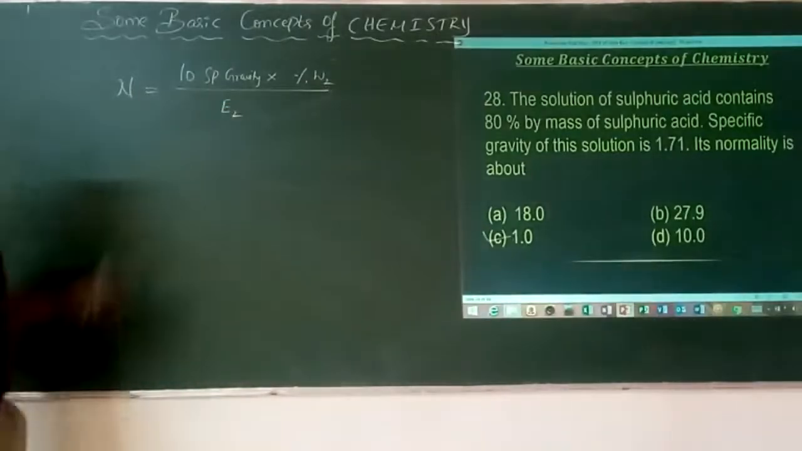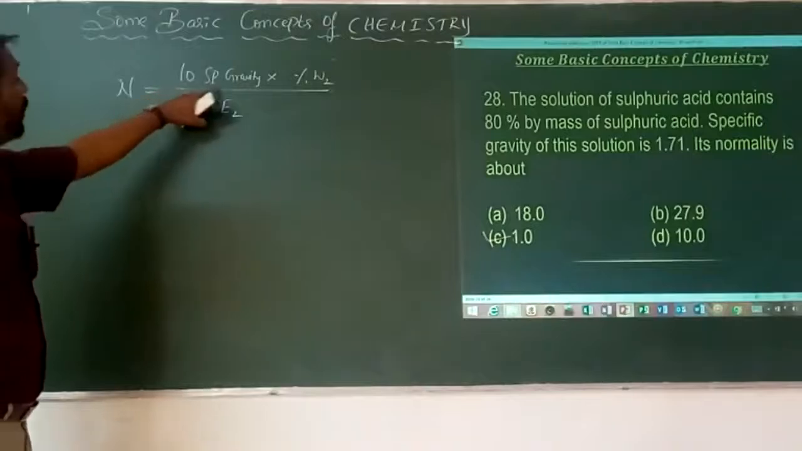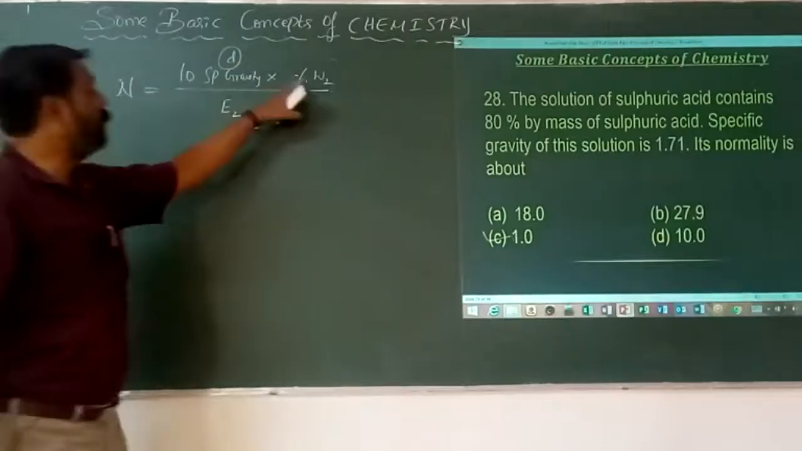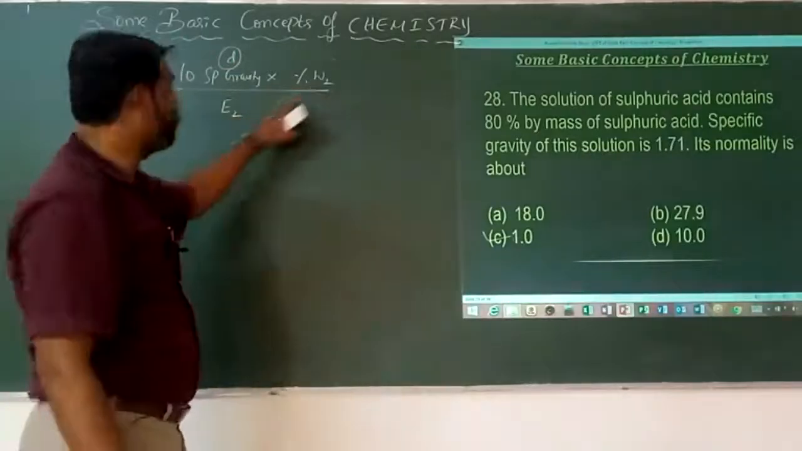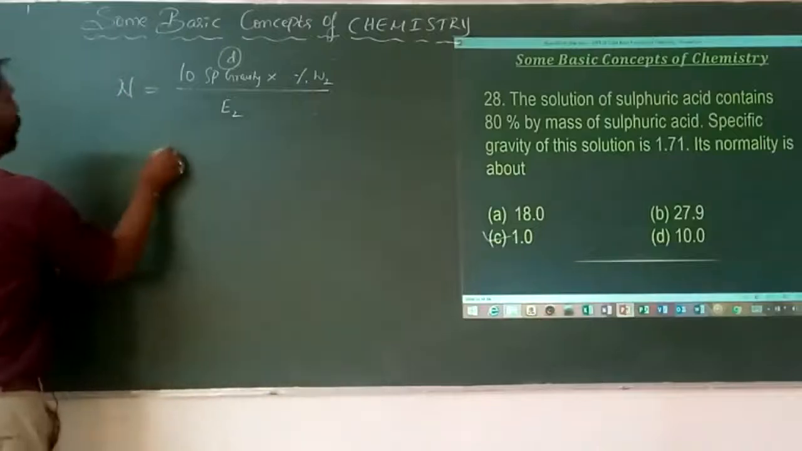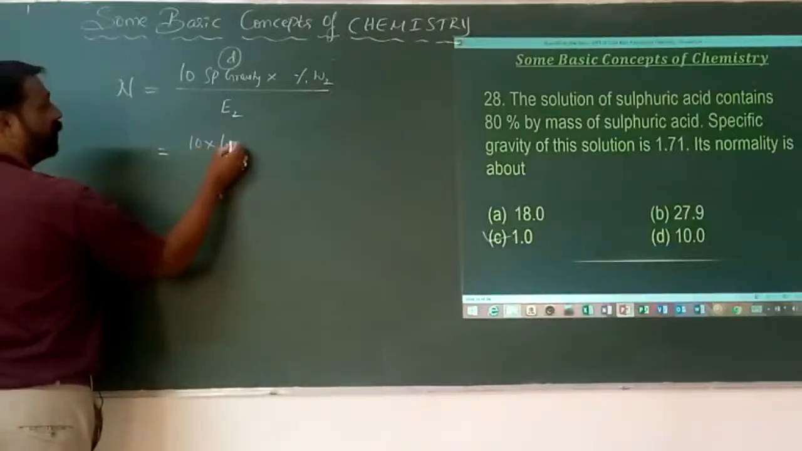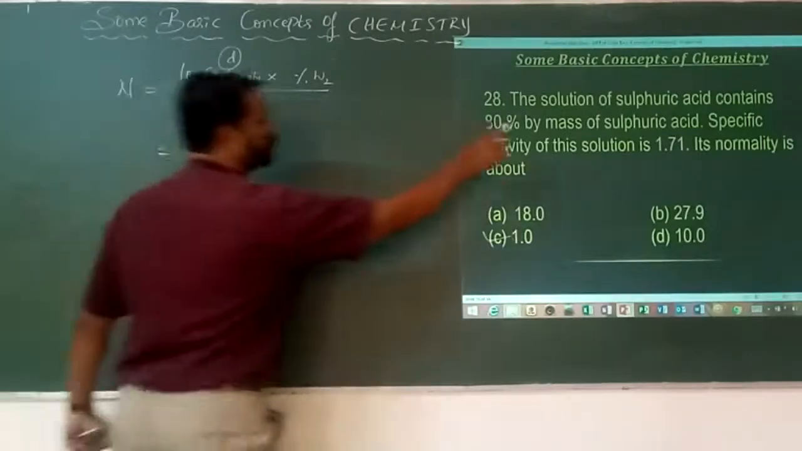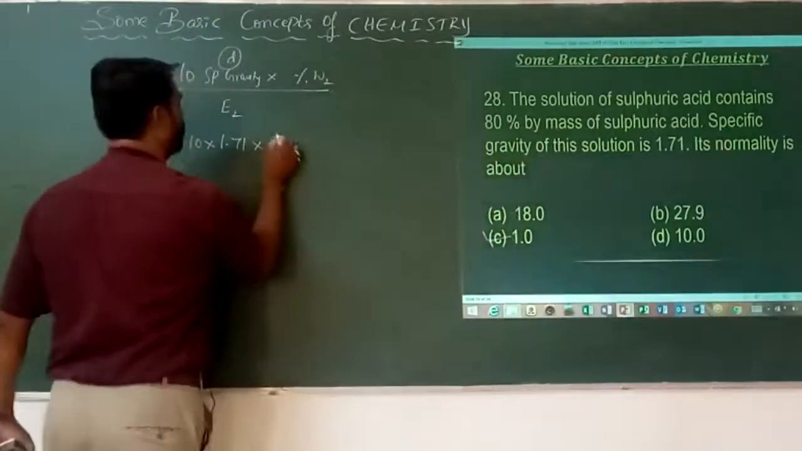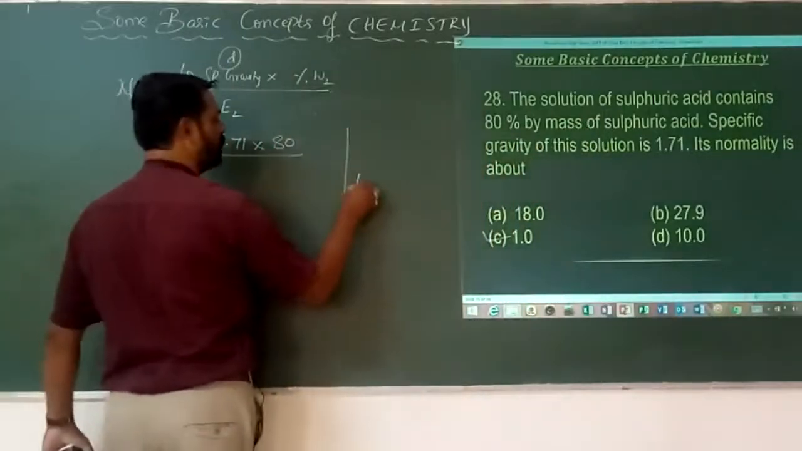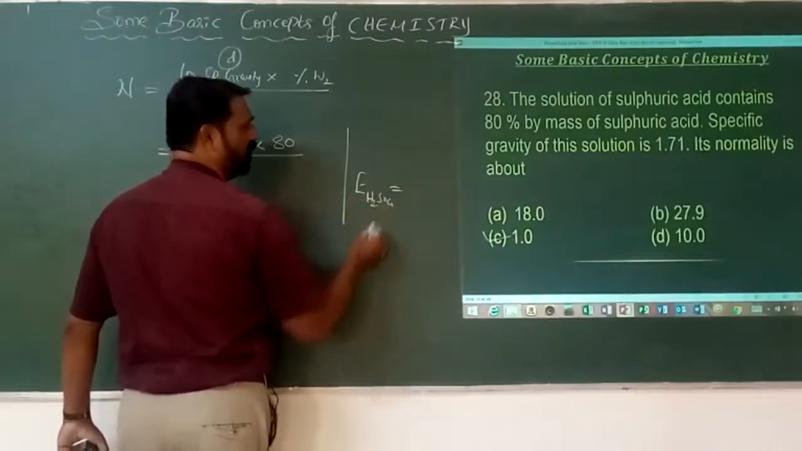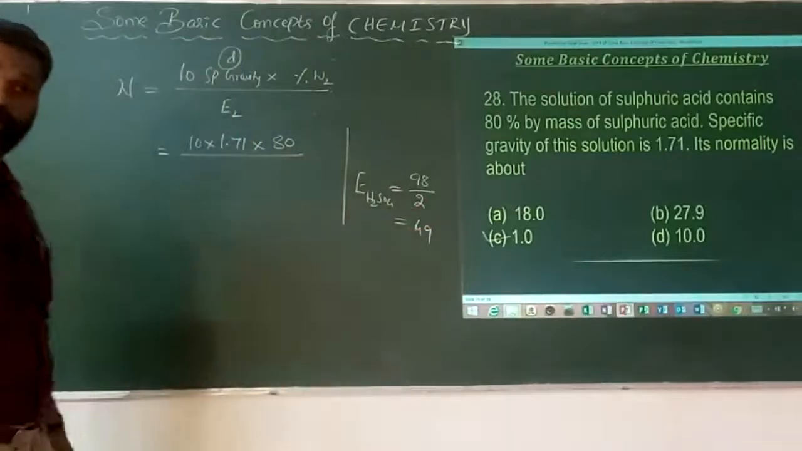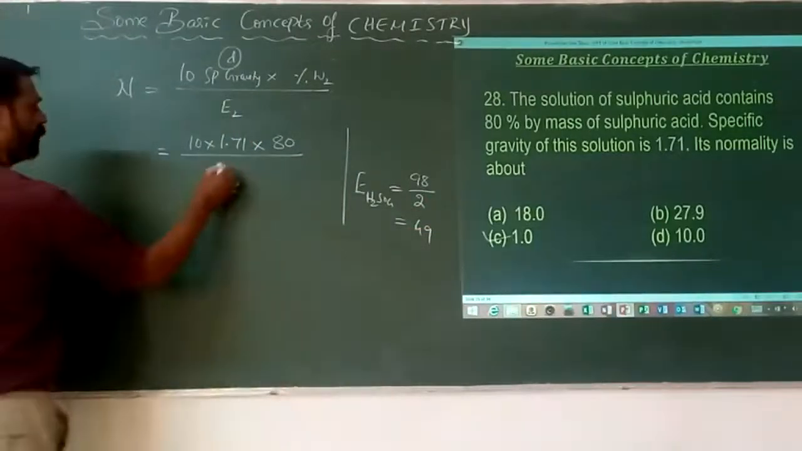This is the direct formula for the calculation of normality: 10 times the specific gravity, or sometimes we can use the density also, into the percentage of the solute present, divided by the equivalent mass. Specific gravity is 1.7, the percentage of solute in sulfuric acid is 80, divided by the equivalent mass of sulfuric acid. Equivalent mass of acid is equal to molecular mass divided by basicity, that is 98 divided by 2, which is 49.